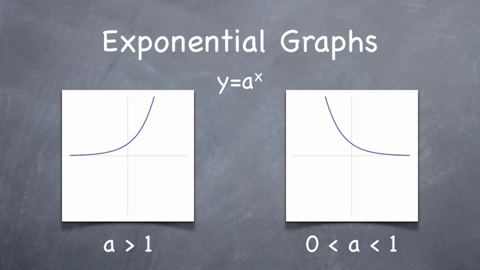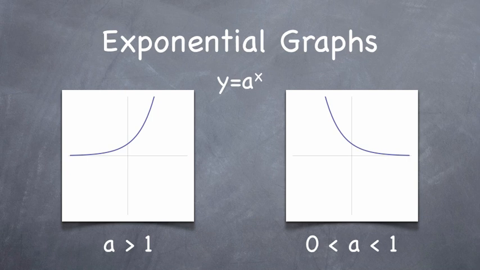Our drill problems are going to be dealing with the graphs of these. So we've got two options here. If we are dealing with the graph y equals a to the x, our graph is going to look one of two ways. If the base, if our constant for our exponential function is bigger than 1, then our graph is going to look like it does on the left-hand side.